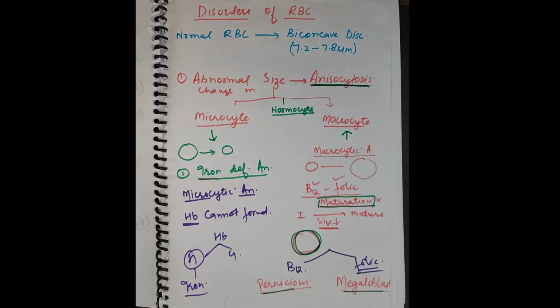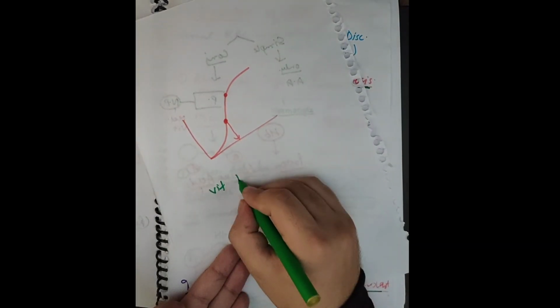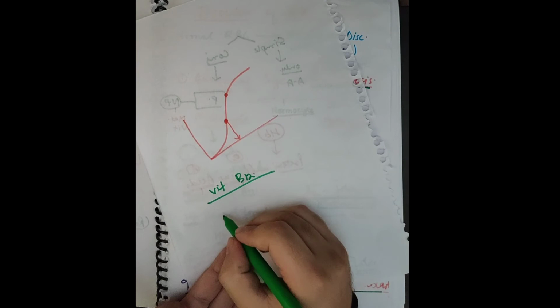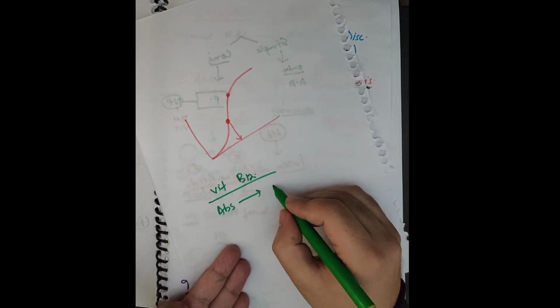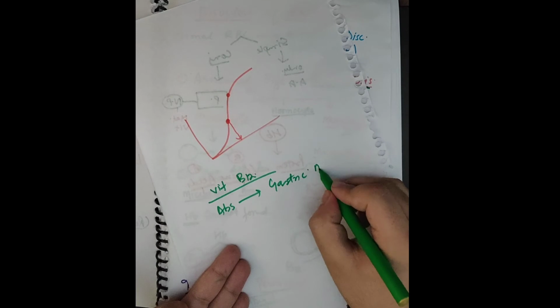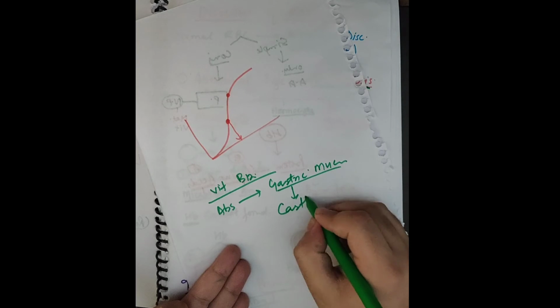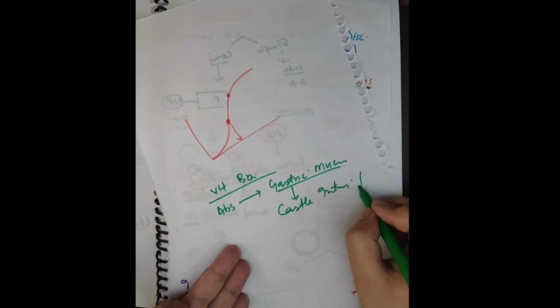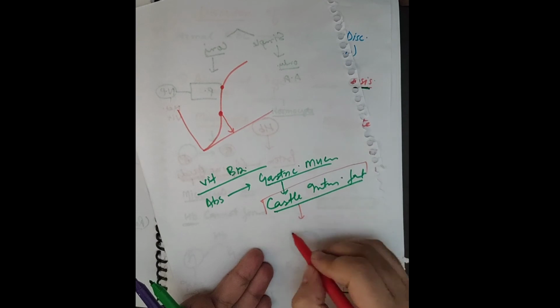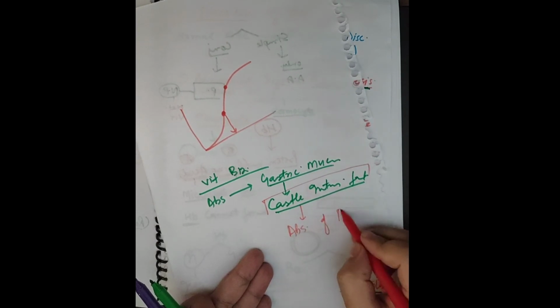This pernicious anemia you might have discussed in the chapter of digestion, because the absorption of vitamin B12 is dependent upon the gastric mucosa. The stomach produces a factor that is known as Castle's intrinsic factor. What does this Castle's intrinsic factor do? It helps in the absorption of B12.